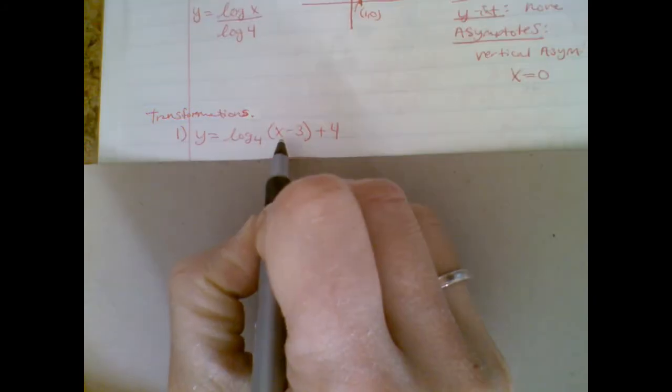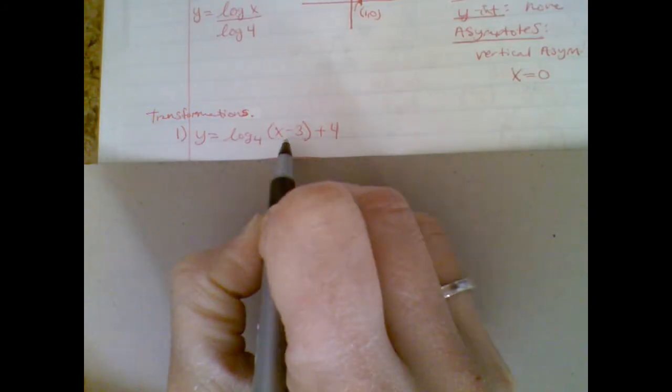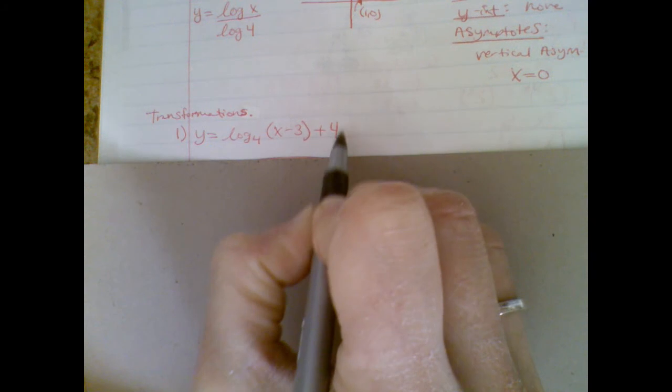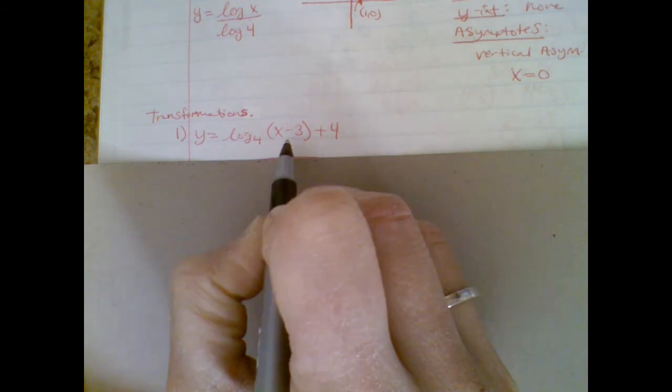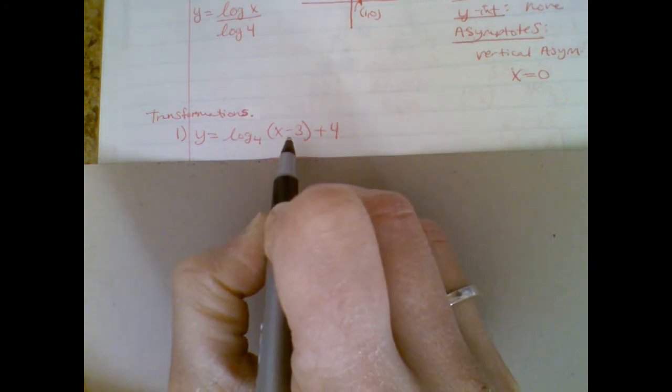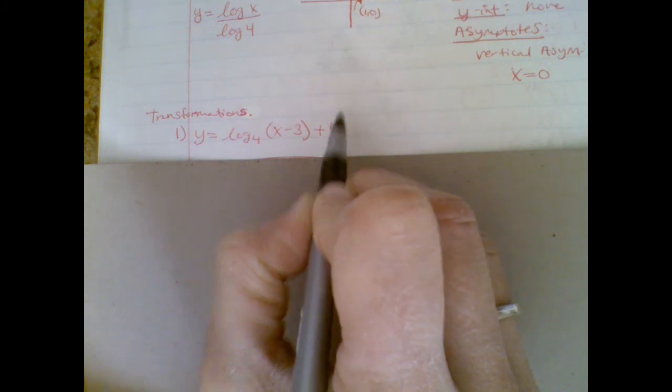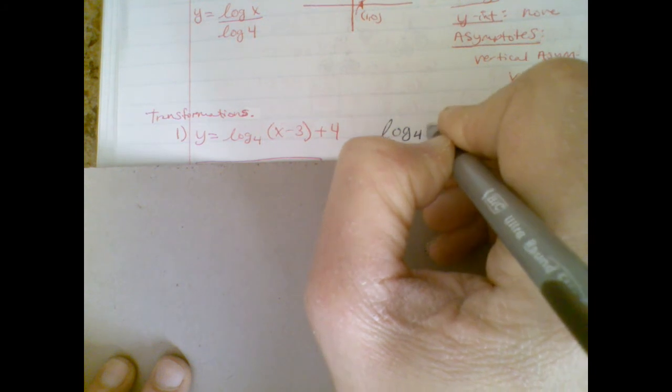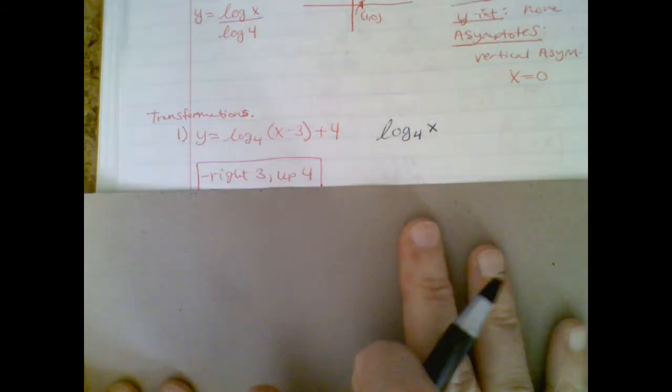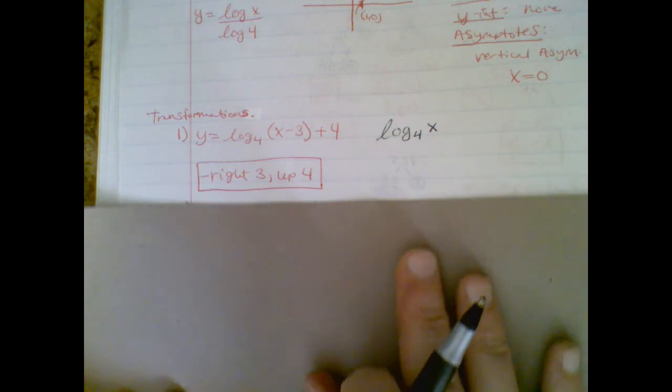And lastly, we're going to take a look at some transformations. So we have this equation y equals log base 4 of (x minus 3) plus 4. Inside of our parentheses is in charge of moving the graph left and right. On the outside is in charge of moving it up and down. So for this one, it's the opposite of what you would think, it's going to the right 3 and then up 4. And if we're curious what our parent function would be, it's y equals log base 4 of x. And again, our transformations are right 3 and up 4.